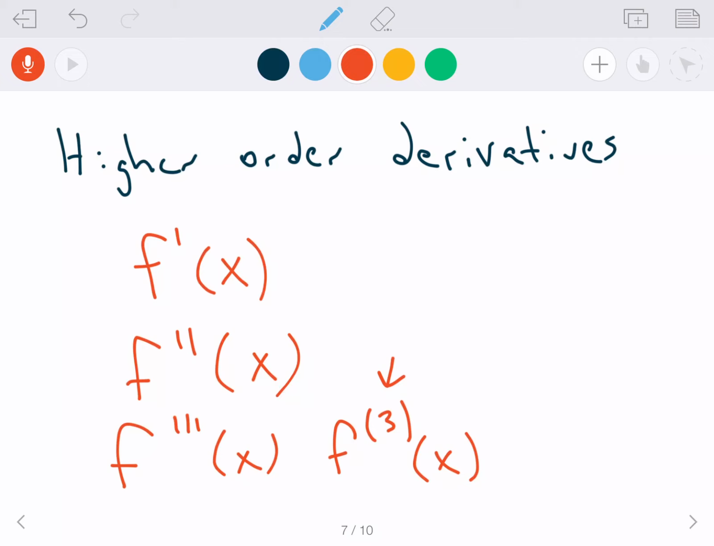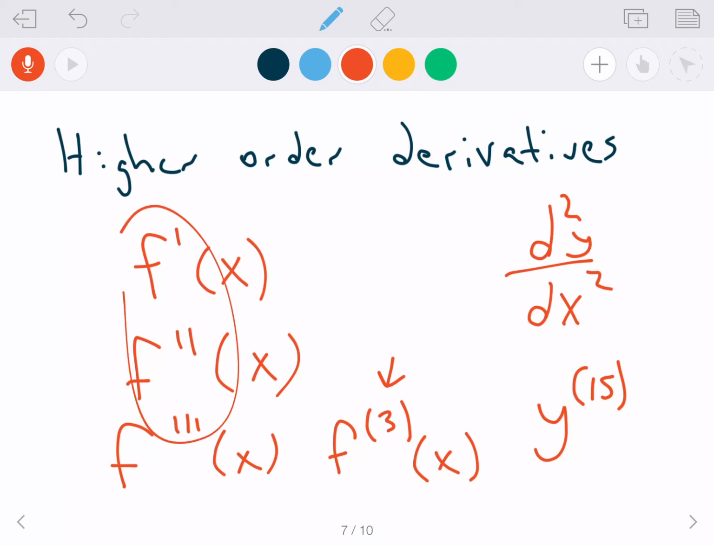You might see one that looks like this. That's telling you to take the second derivative. That y may or may not be there, still telling you to take the second derivative. You might see y to the 15th. That's telling you to take the 15th derivative. So just be aware that you can see the primes, you can see the numbers like this, or you may still see the dx terms.